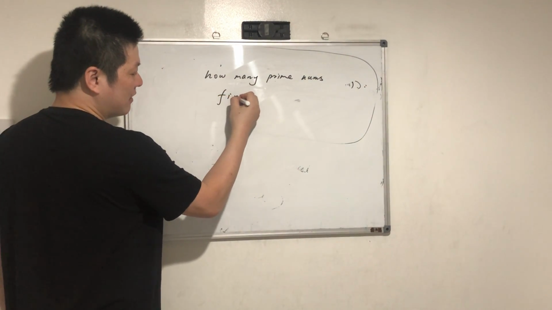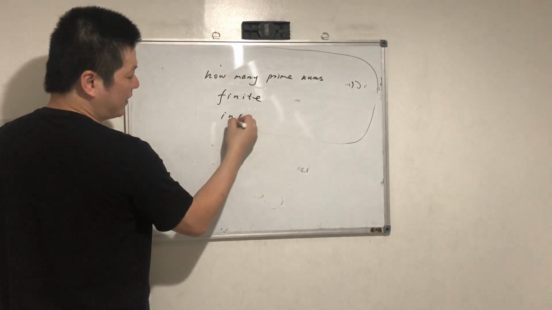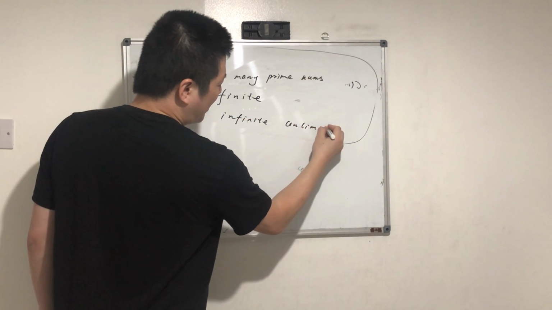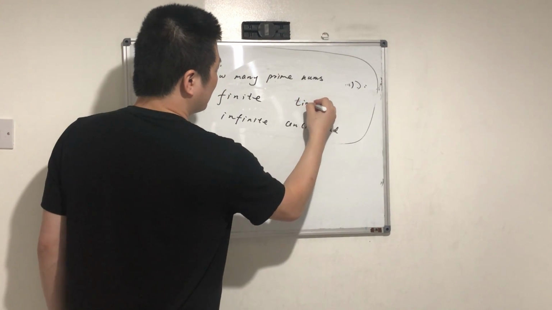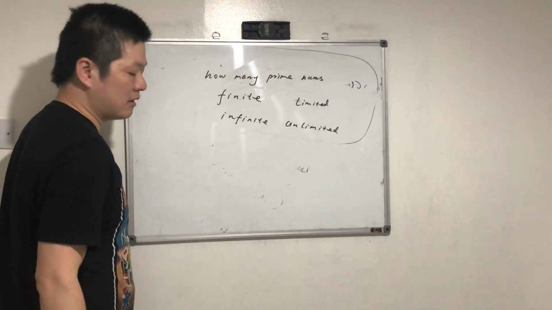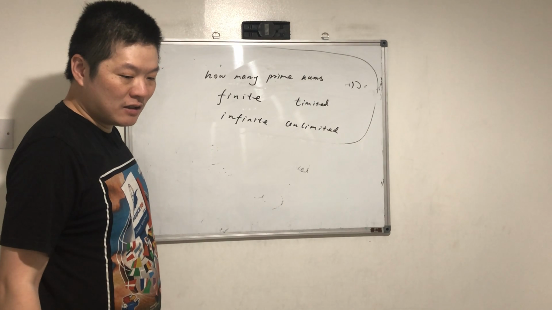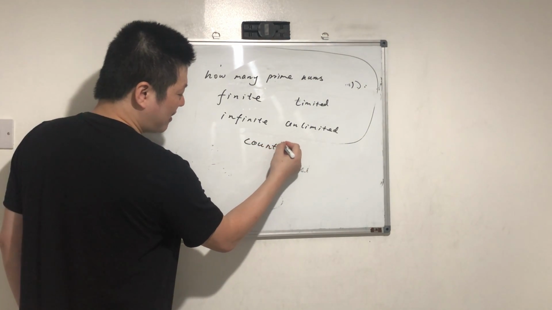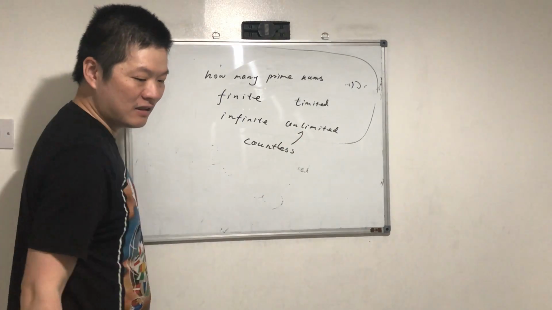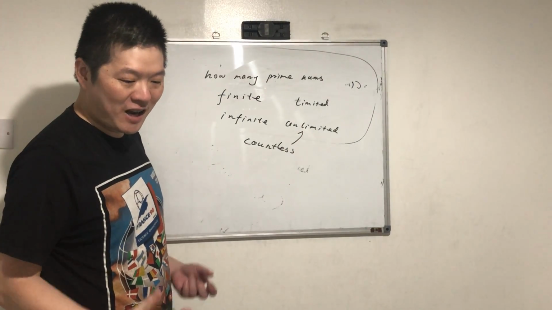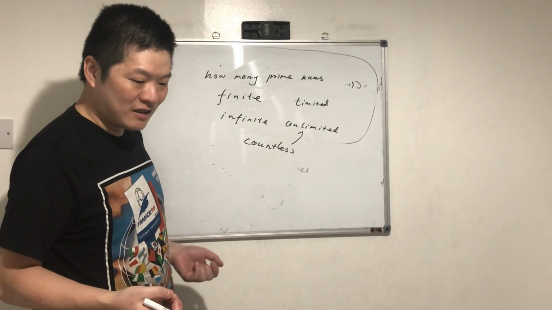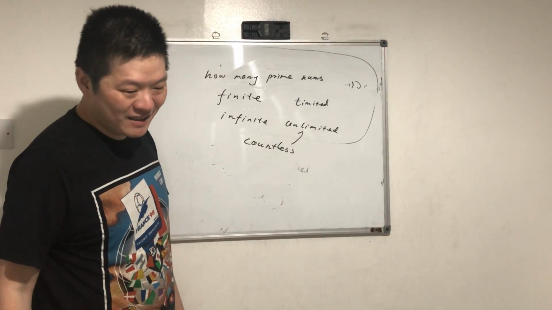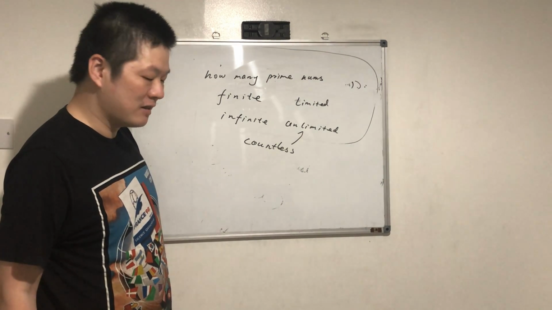Is it finite or infinite or unlimited? Which one? Unlimited. Do you understand this word, "count this"? What do you mean? You can't count it, because there are as many as you want, right? So which one? Pick one.